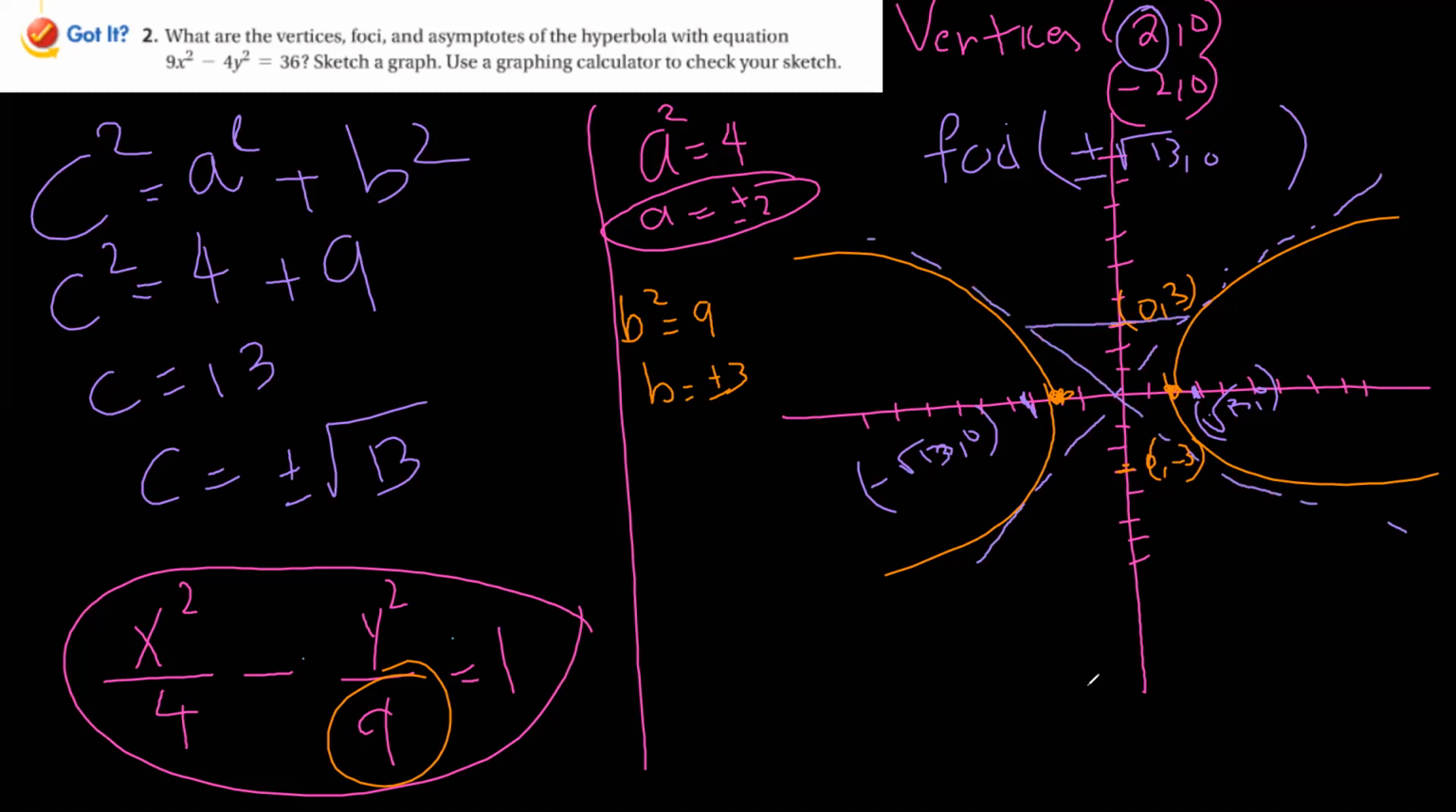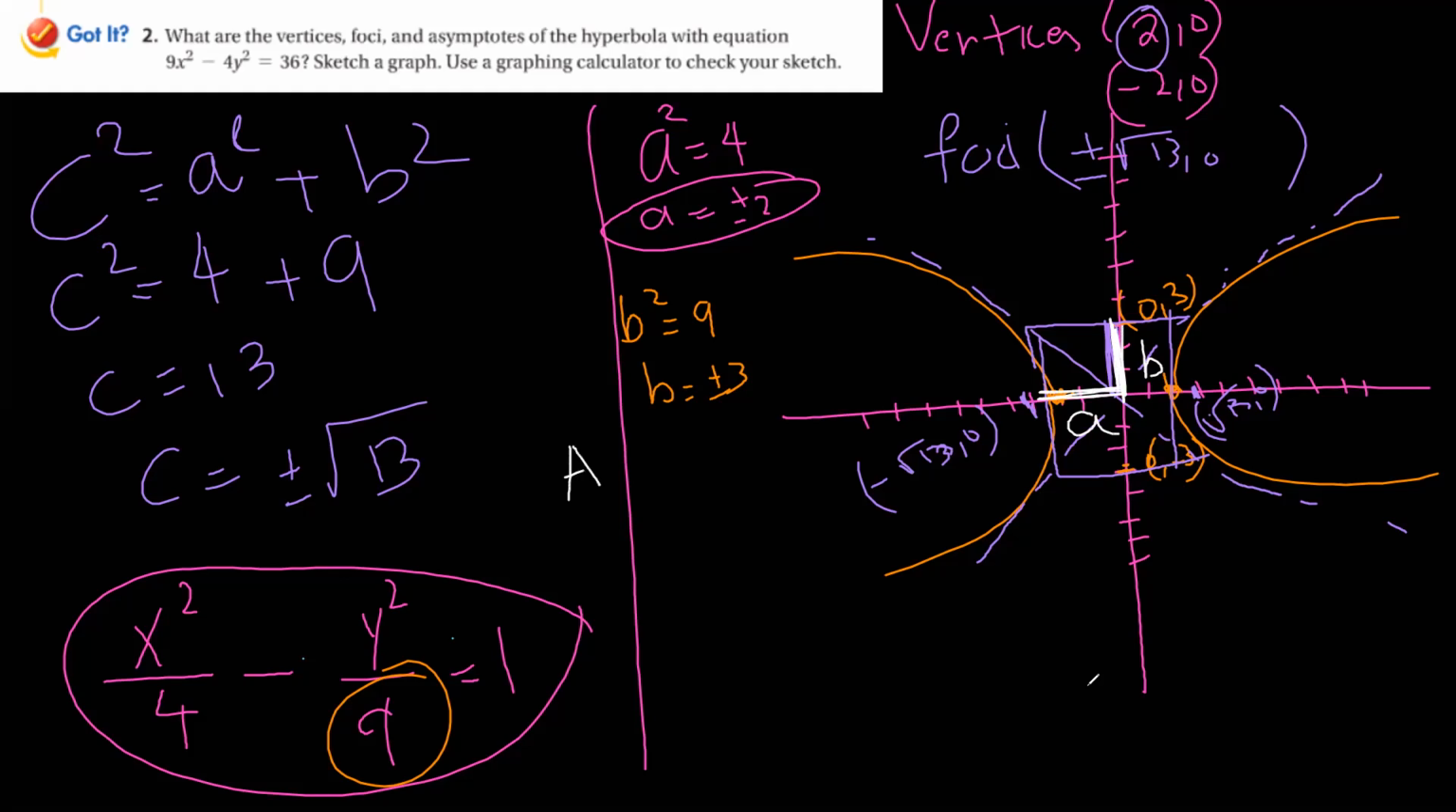From here, as you see, those are the values of b. It must make this rectangle. This is the value of b from here to here. Let's change the color now. This is the value of b, and this is now the value of a. Now, I found the foci and the vertices. Now I need the asymptotes.